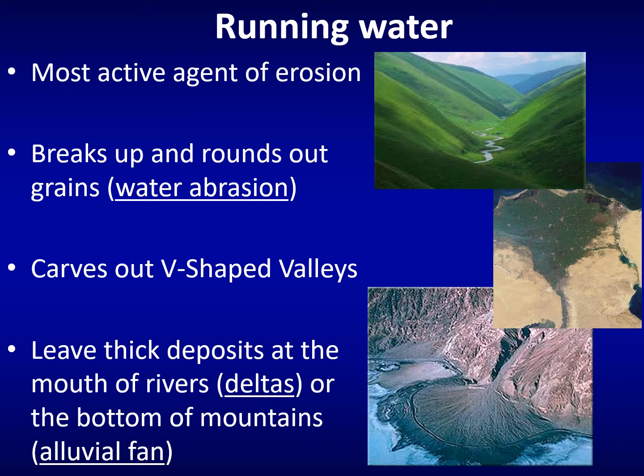And the same thing can happen when the river hits a large body of water. The moving river hits the body of water and slows way down, causing the sediment to be dropped to form a wedge-shaped deposit called a delta. Pictured in the middle right is the Nile Delta.